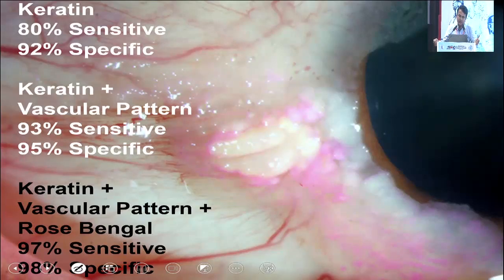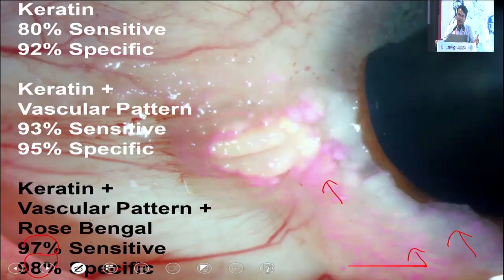If you're still confused, instill a drop or just use a rose bengal strip and stain the conjunctiva with rose bengal. If there is rose bengal staining of the lesion, all these pink areas are stained with rose bengal, then your diagnostic sensitivity and specificity are extremely high. You're as good as the gold standard, that is histopathology.